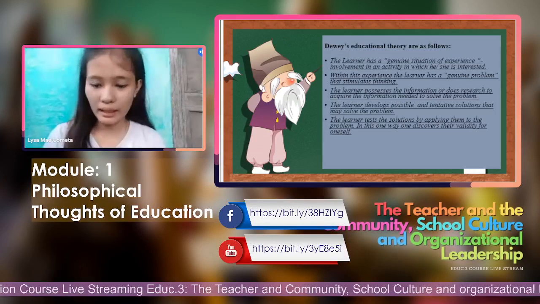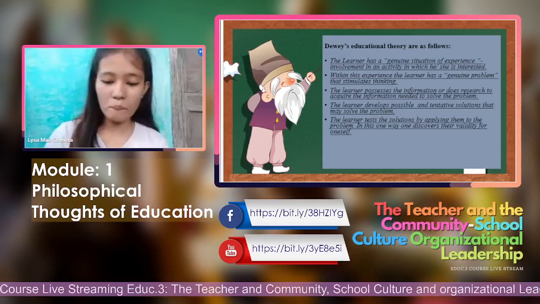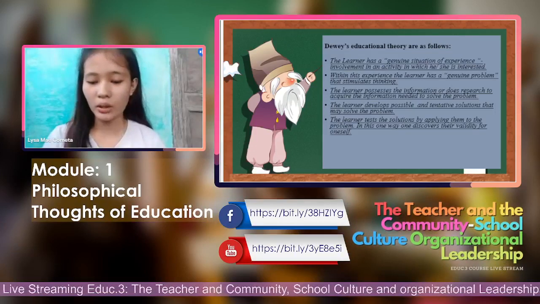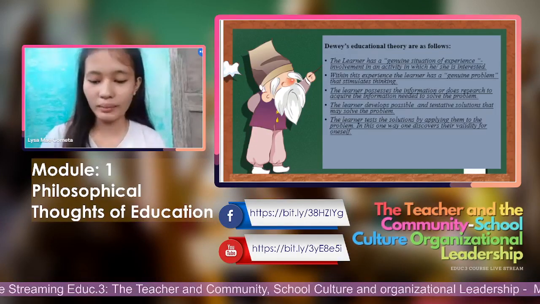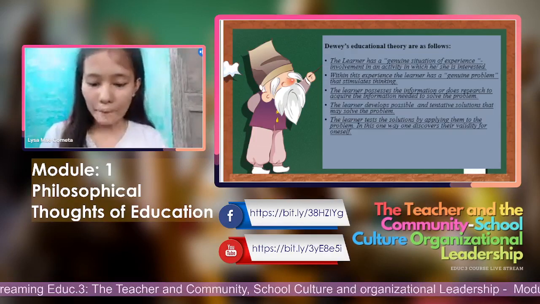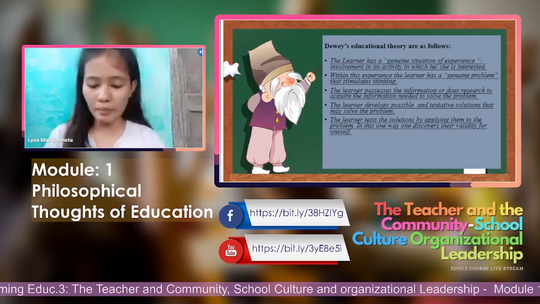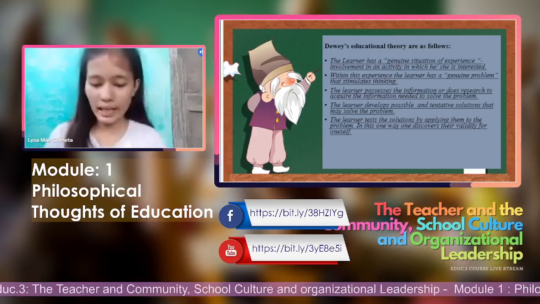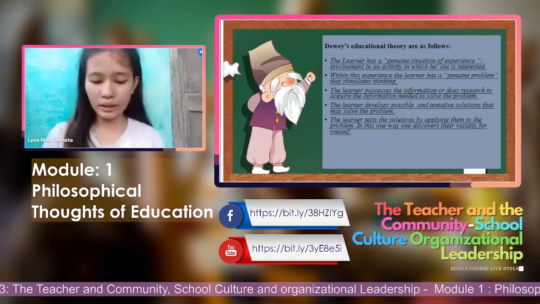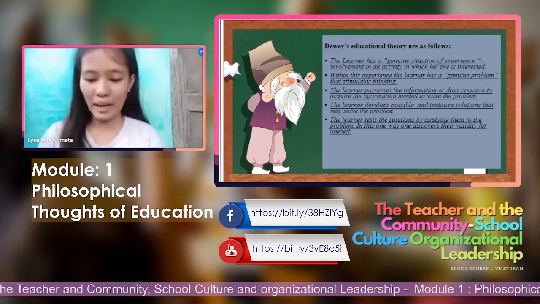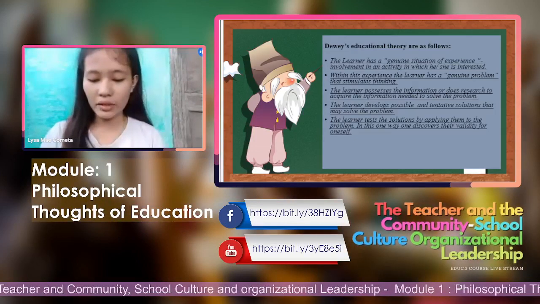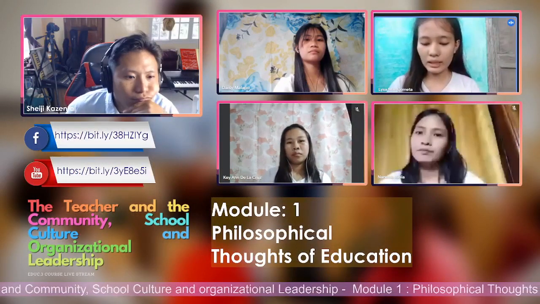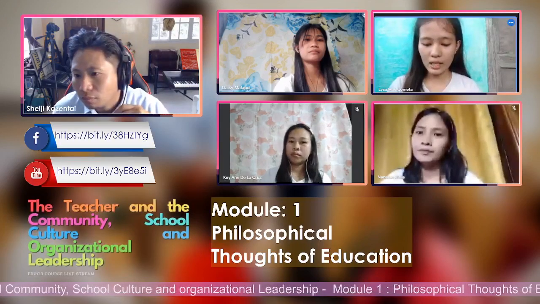So yung gumagawa po sila, naghahanap po sila, gumagawa ng research para makakuha ng information na makakatulong sa pag-solve ng problema po. So the learner tests the solution by applying them to the problem. This is one way one discovers their validity for oneself. The fund of knowledge of the human race, past ideas, discoveries, and inventions was to be used as the material for dealing with problems. This accumulated wisdom of cultural heritage has to be tested.